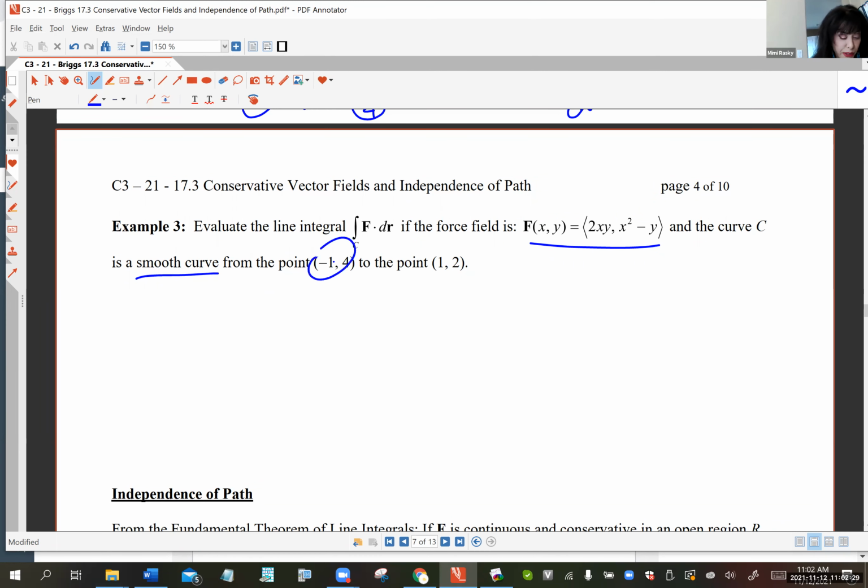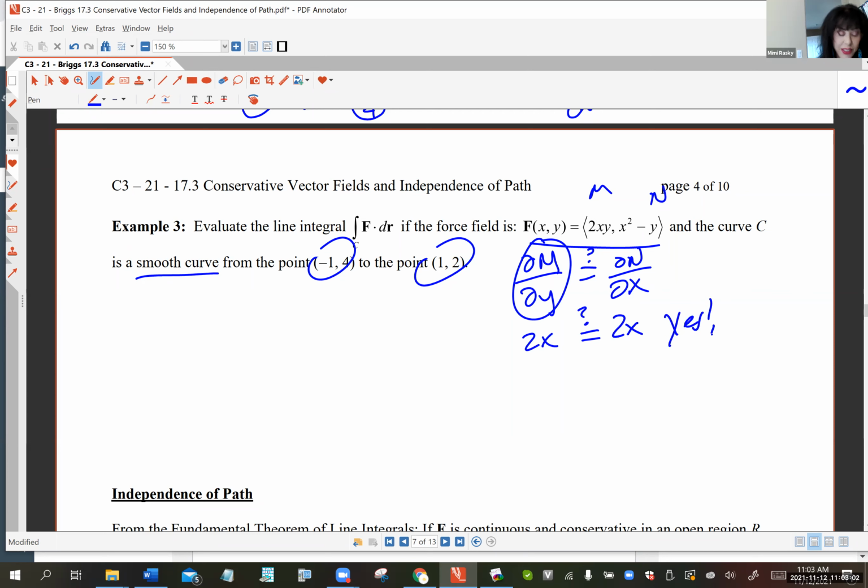We don't care how it got from the point (-1,4) to the point (1,2). We really don't care as long as it got there, because of the fundamental theorem. Because check this out. Here's M and here's N. First, let's make sure that this is a conservative vector field by doing the test. dM/dy has to equal dN/dx. Okay, let's prove it. What is dM/dy? Looks like it's 2x. Is that the same as dN/dx? It's 2x. Yes, they're the same. So this is a conservative vector field.